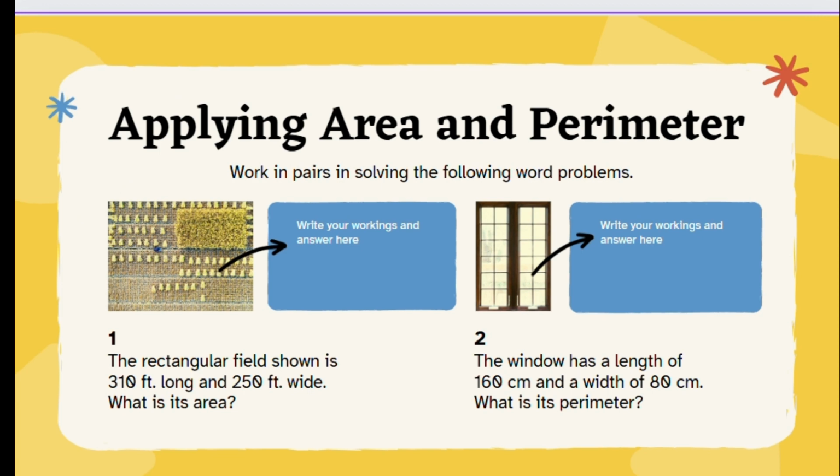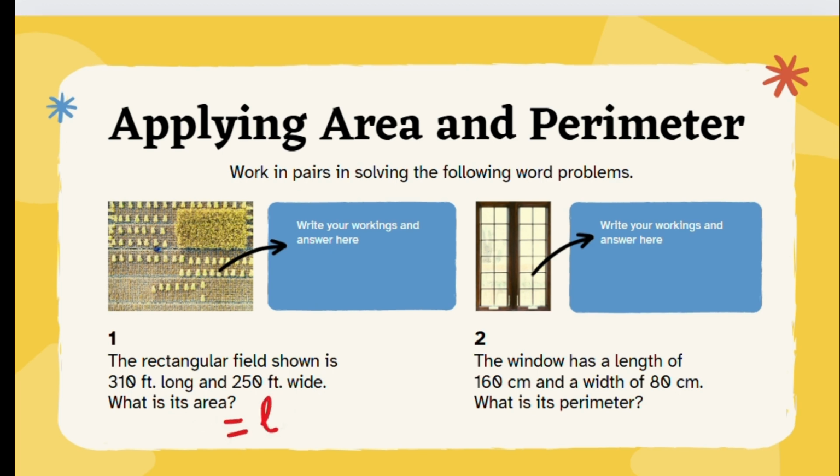Now we have this activity, applying area and perimeter. Work in pairs in solving the problem, or you can just answer this question: the rectangular field shown is 310 feet long and 250 feet wide. What is the area? So basically you just have to apply the formula, that is length multiply breadth, and then you will multiply 310 with 250. You will get the answer.